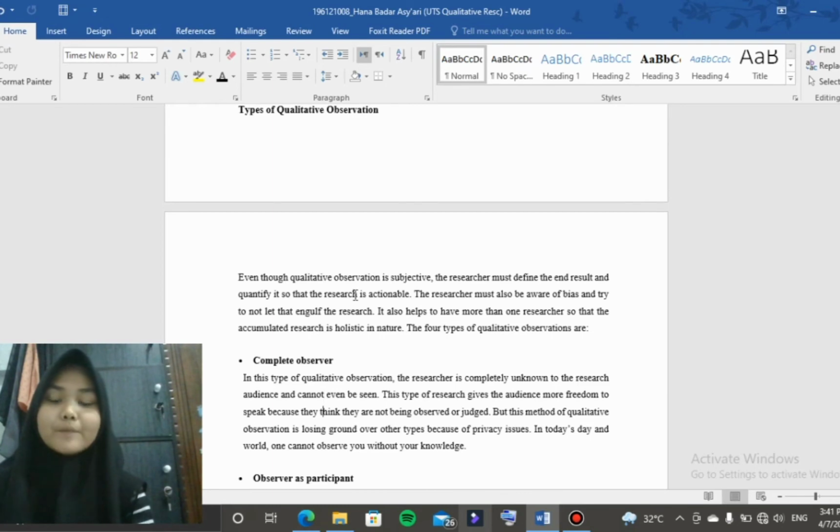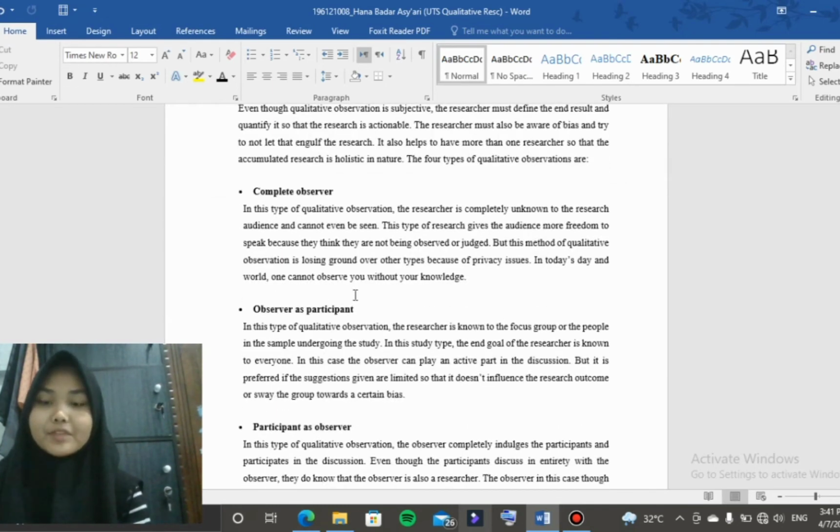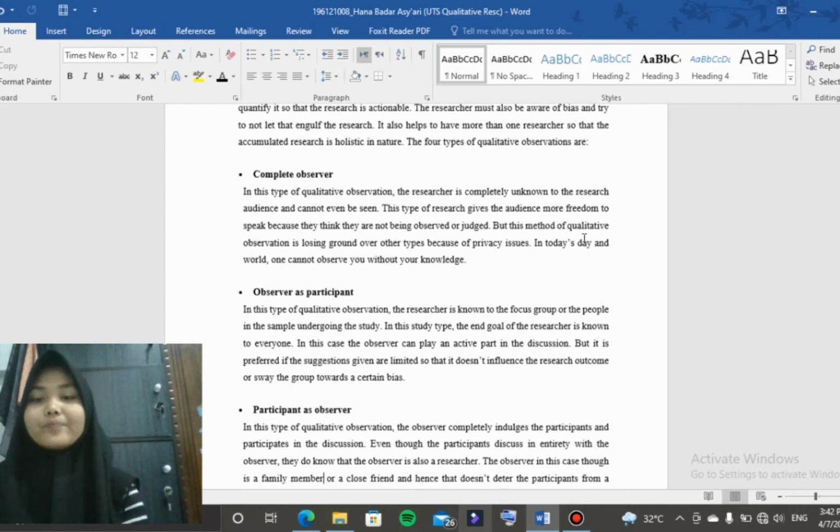The first one is complete observer. In this type of qualitative observation, the researcher is completely unknown to the research audience and cannot even be seen, and this type of research gives the audience more freedom to speak because they think they are not being observed or checked. But this method of qualitative observation is losing ground over other types because of privacy issues. In today's day and world, one can observe you without your knowledge.